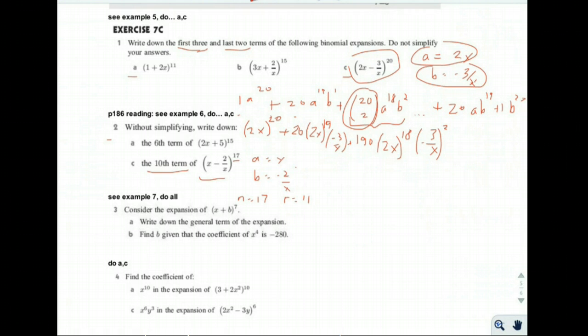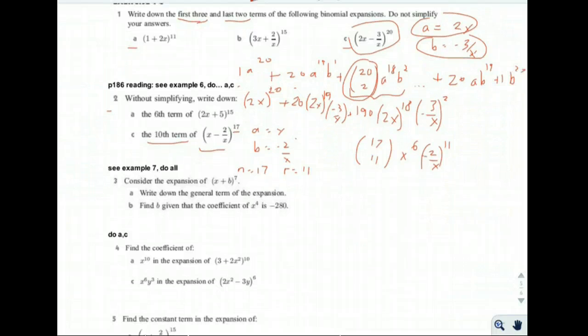So the way we would write that, using the binomial theorem, it would be 17 choose r, and then a to the, let's see, 17 minus r power, and then negative 2 over x, which is the b term, to the r power.